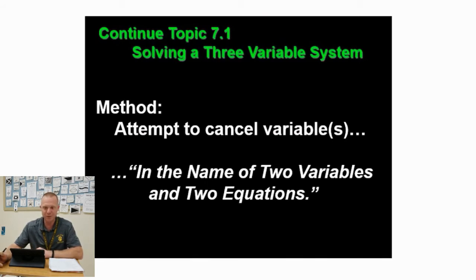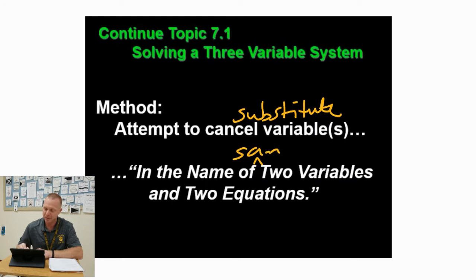Now, you're going to either cancel or substitute. You could add the word substitute here, but a lot of times it's going to be the canceling that people do. But we're going to cancel or substitute in the name of 2 variables and 2 equations. What do I mean by that? Well, let me add something here. In the name of the same 2 variables is going to be important.